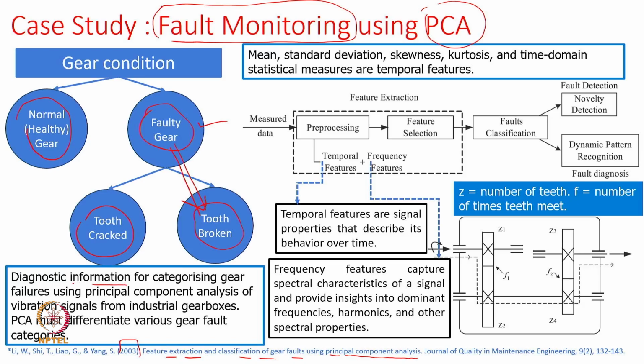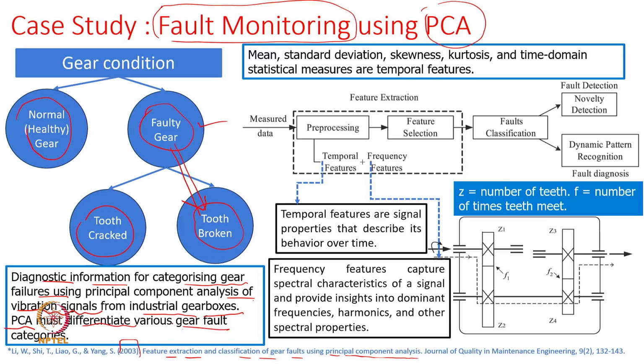Now, what diagnostic information was used for categorizing the gear failure using PCA? They try to use a vibrational signal, and as I say, we really required some input. So, they use a vibrational signal using an accelerometer, and they performed experiments on an industrial gearbox, in the hope that PCA will be able to differentiate gear faults.